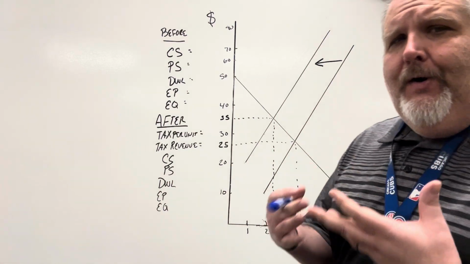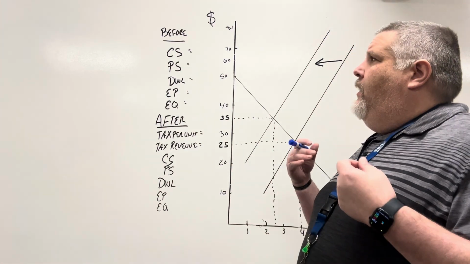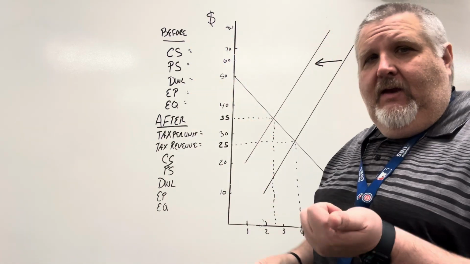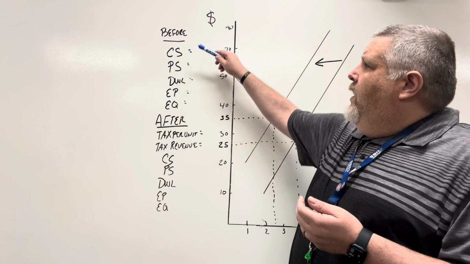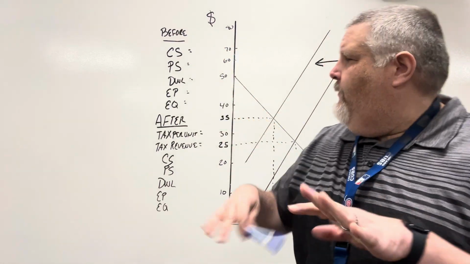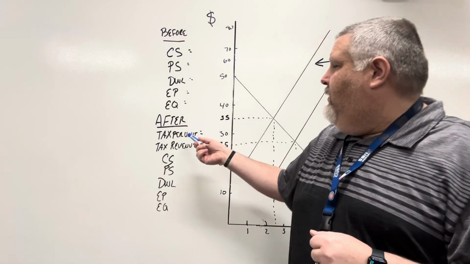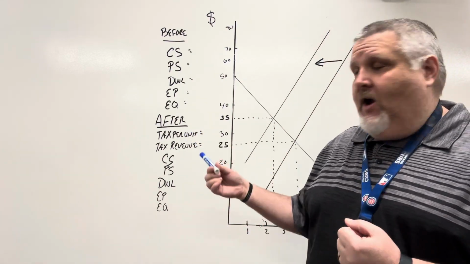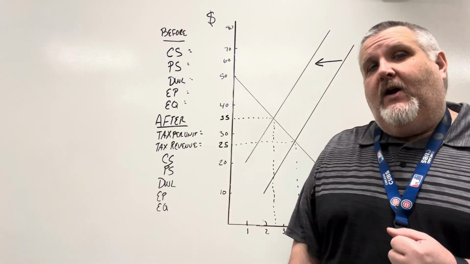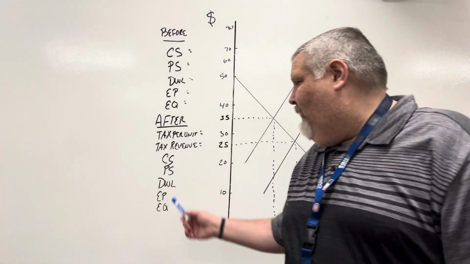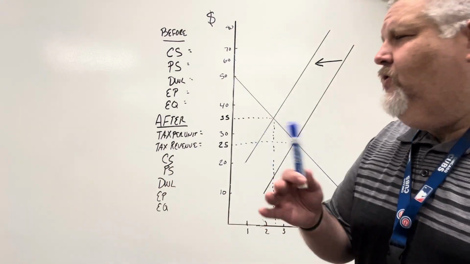And so we're looking at a per unit tax. Before the tax, we should be able to find the equilibrium price, the equilibrium quantity, and then the consumer surplus, the producer surplus, and the deadweight loss, okay? After the tax, we should be able to find how much was the tax, how much the government made off of the tax, what our equilibrium price and quantity were, and our consumer surplus, producer surplus, and deadweight loss. This should be easy. Let's do it together here.